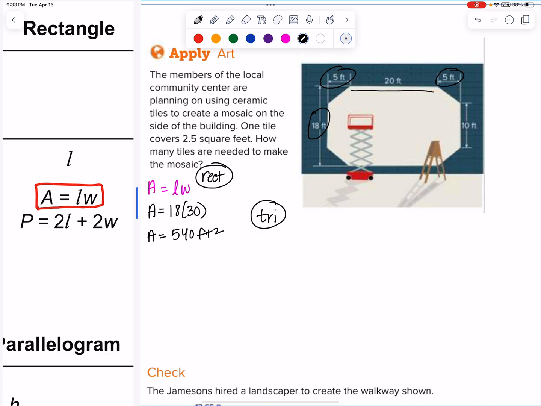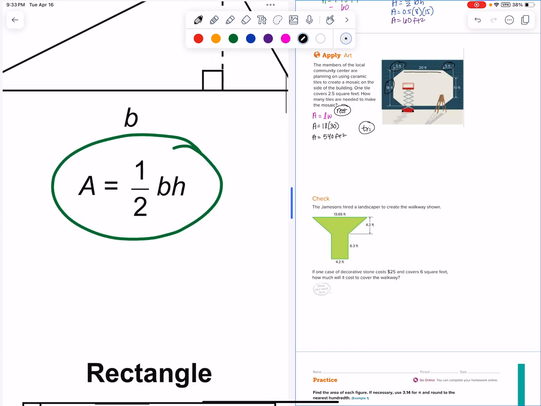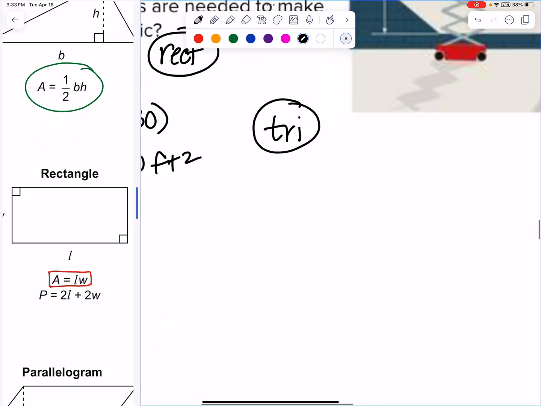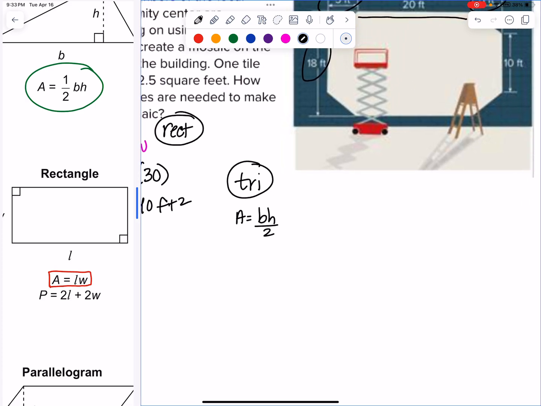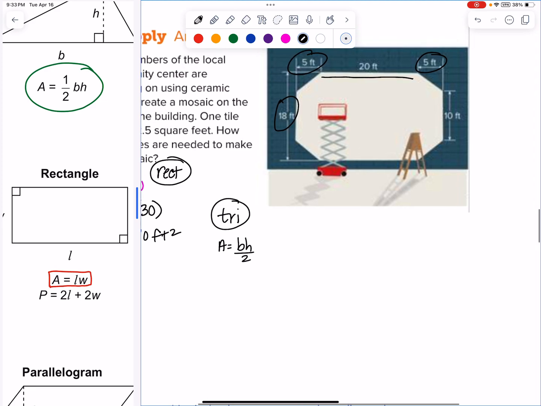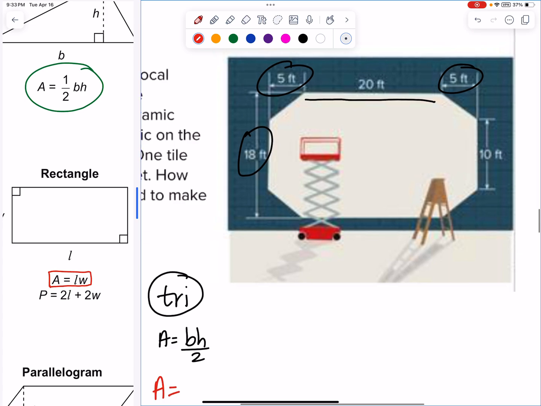So I'm going to label here, and I need to remember the triangle formula. Do you remember what it is? It's right here. Area equals 1/2 base times height, or you could do area equals base times height divided by 2. Same thing. So let's go ahead and plug this one in. Area equals, and then let's analyze one of the triangles. We know that the base is 5.